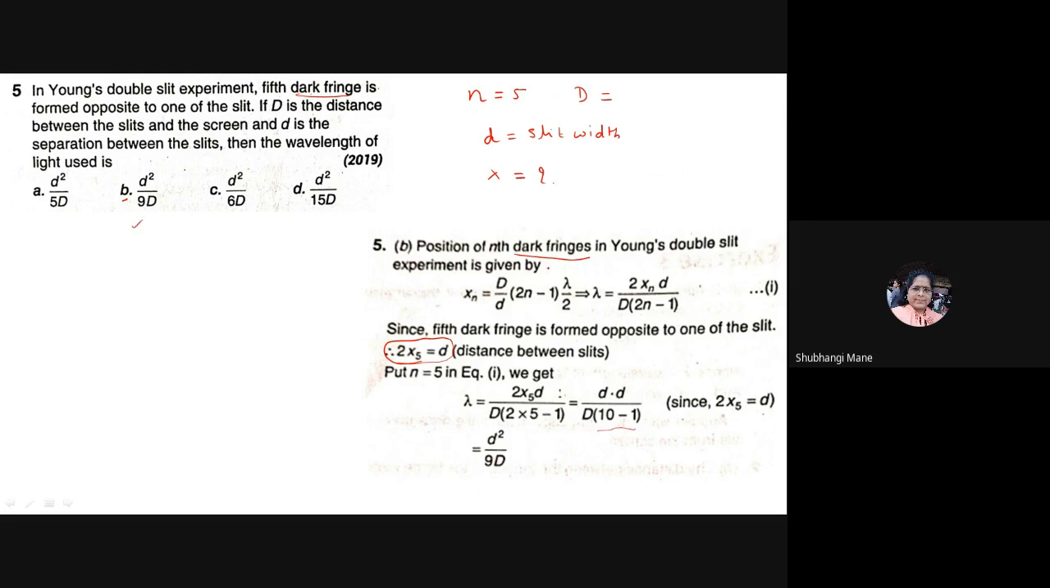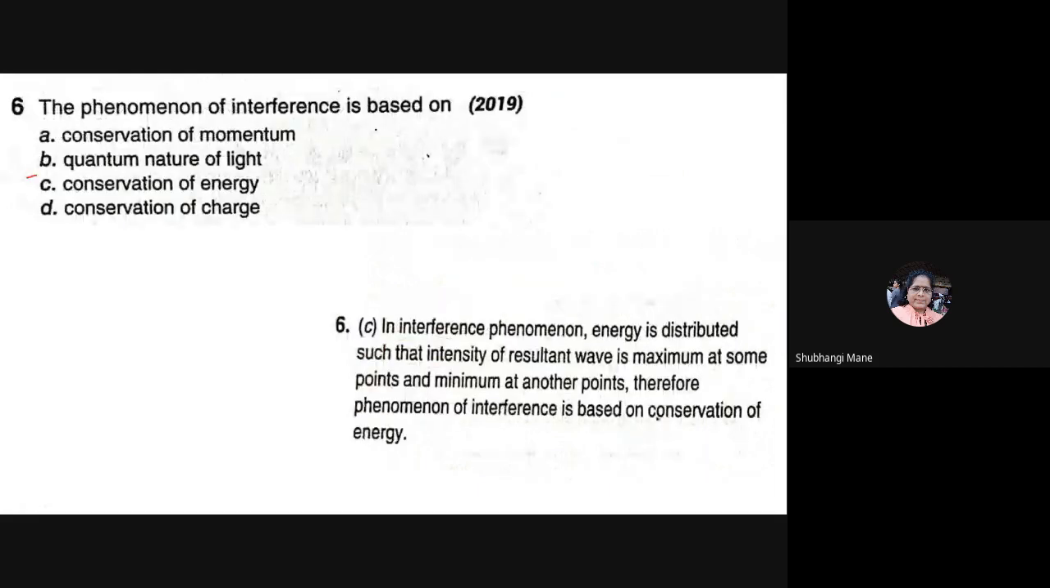Okay. So the position of the nth dark fringe in Young's double slit experiment is given by all these things. Next.